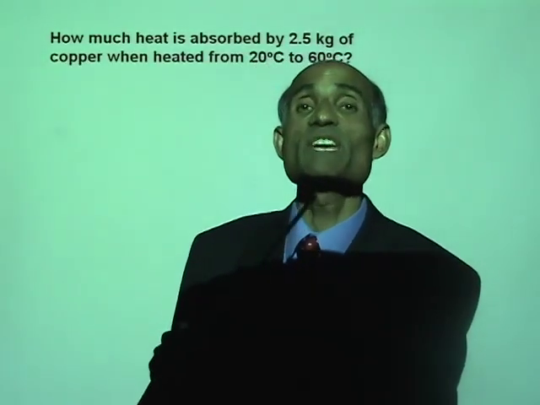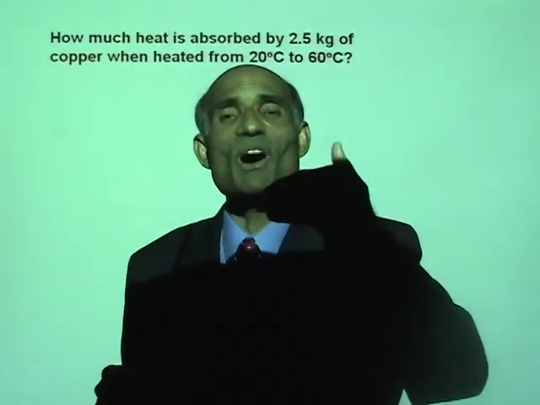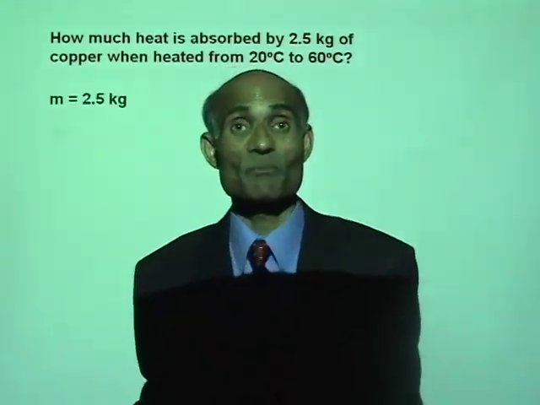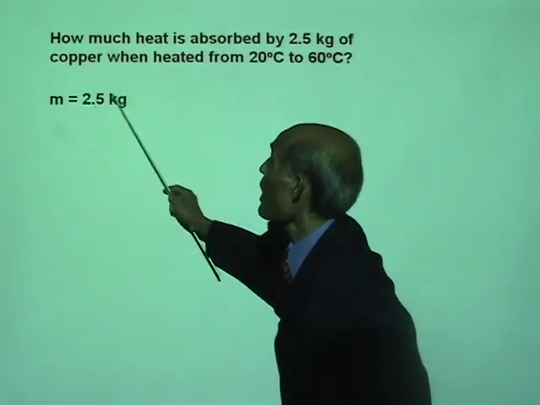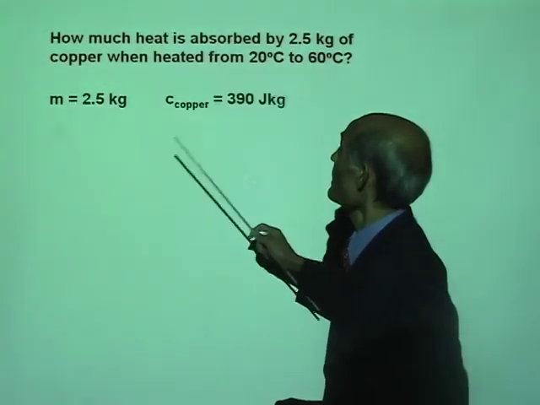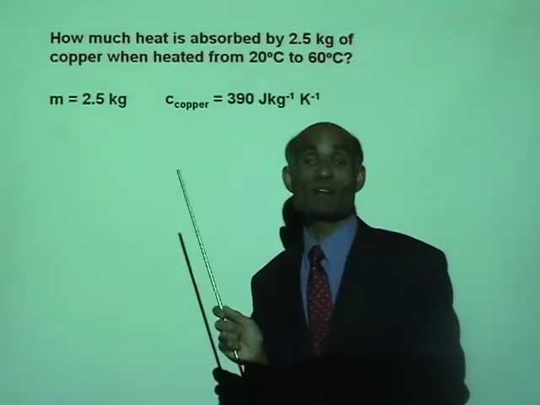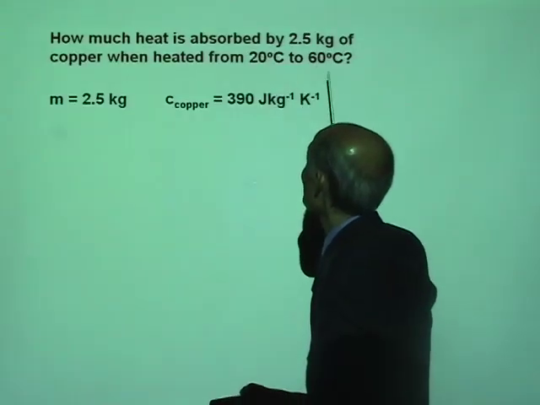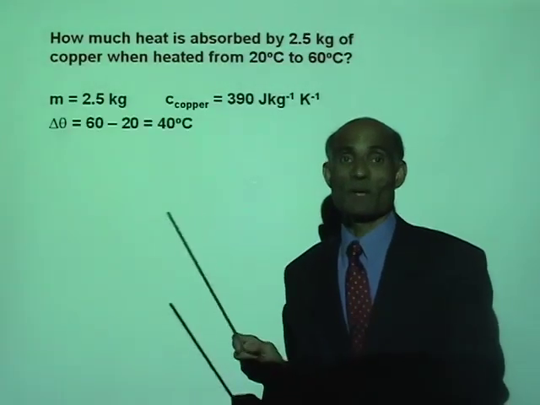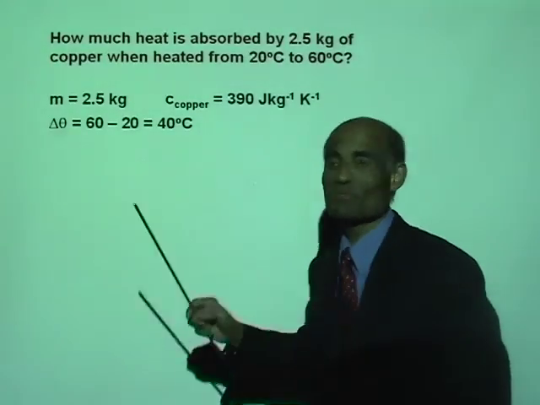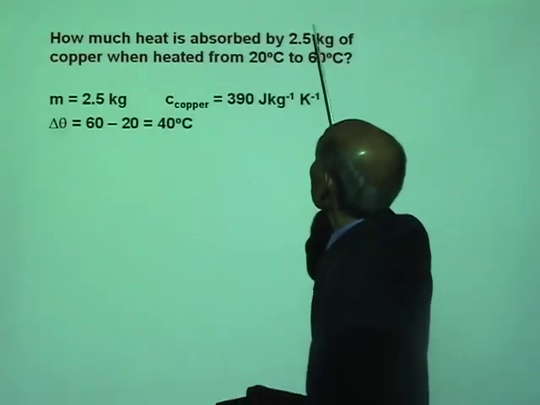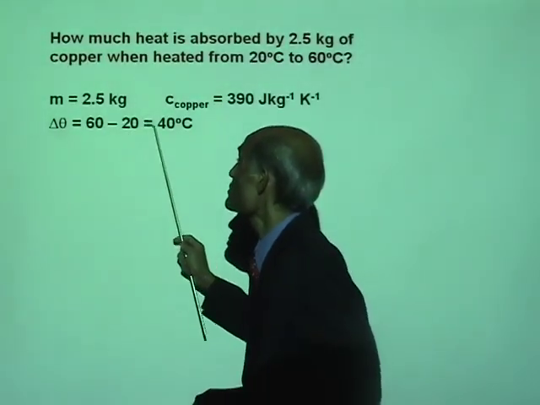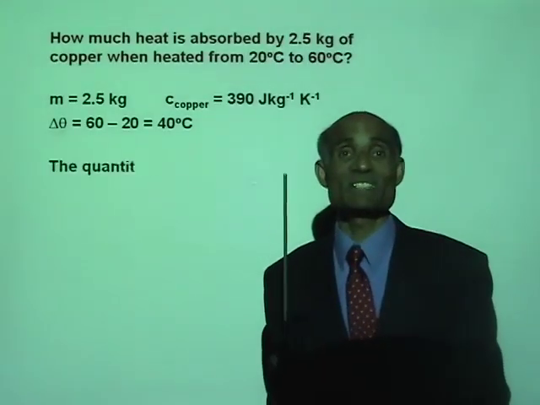Alright, do you remember the specific heat formula? The quantity of heat required to change the temperature of a substance is mc delta theta. Is that right? Alright, the mass of copper is 2.5 kilograms. The specific heat of copper, if you remember the table I gave you, is 390 joules per kilogram per Kelvin. And delta theta, the change in temperature: it is heated from 20 degrees Celsius to 60 degrees Celsius, so the change is 60 minus 20, that is 40 degrees Celsius.